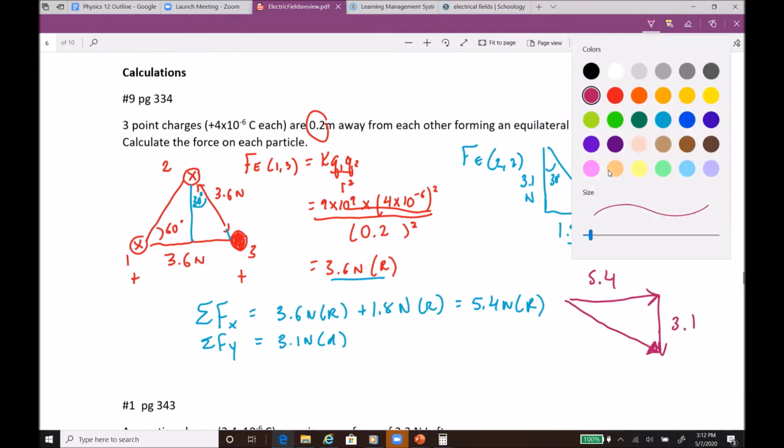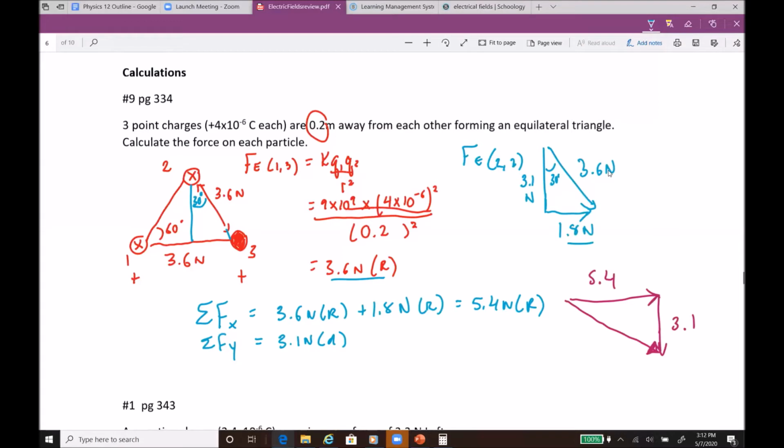Then we know what to do: we do the sum of the squares. That would give you a net force of about 6.2 newtons. Because the distances between the particles are all the same, each one experiences a net force of 6.2 newtons. Okay, is that okay for number 9? We can work out the angle, but I don't want to do everything in the questions because it's just going to take too long.